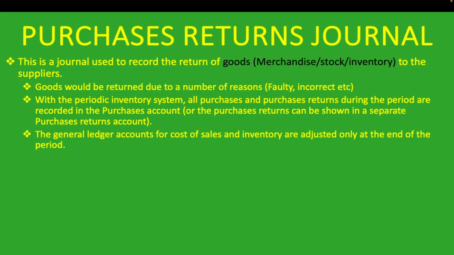The general ledger accounts for the cost of sales and inventory are adjusted only at the end of the period. Now, this is with the periodic inventory system. With the periodic inventory system, you only make an adjustment to the cost of sales and inventory at the end of the period.